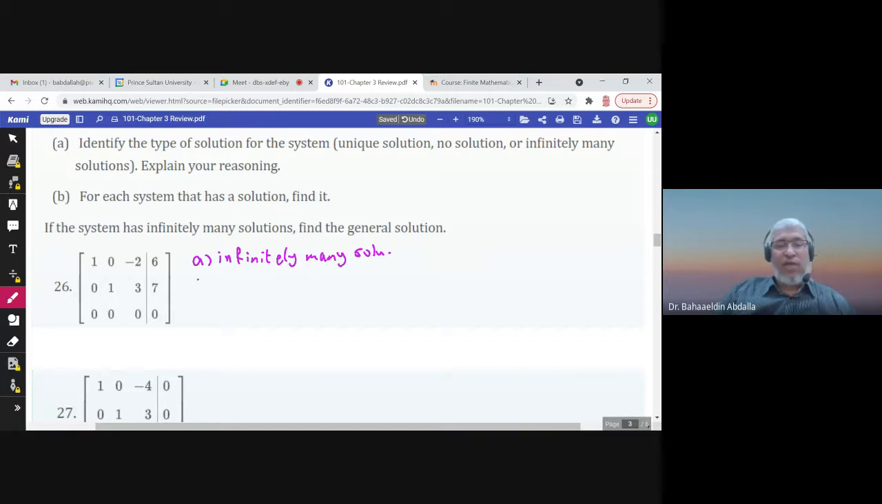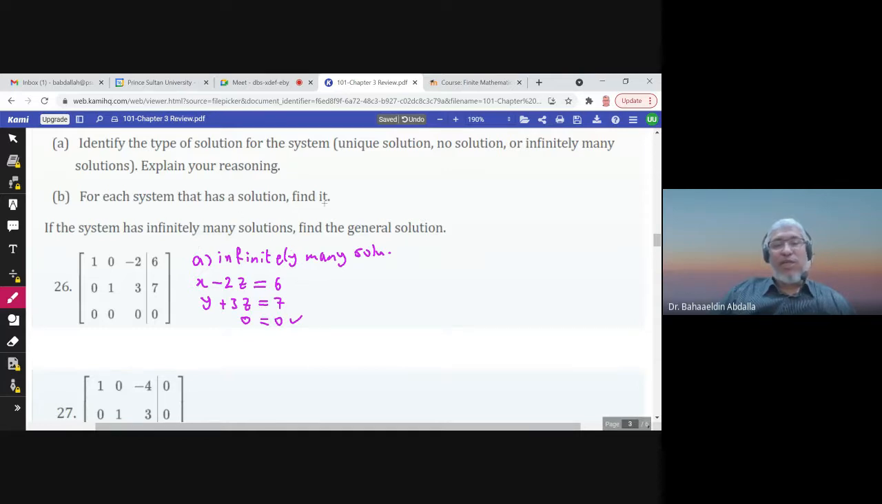So I have x minus 2z equals 6 and y plus 3z equals 7 and 0 equals 0, which is always a true statement. So I have here two equations in 3 variables. So I must have infinitely many solutions.